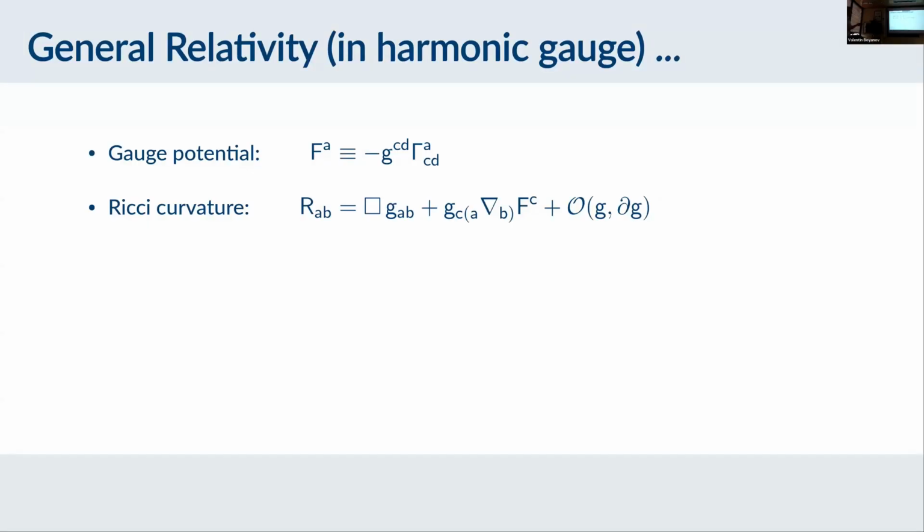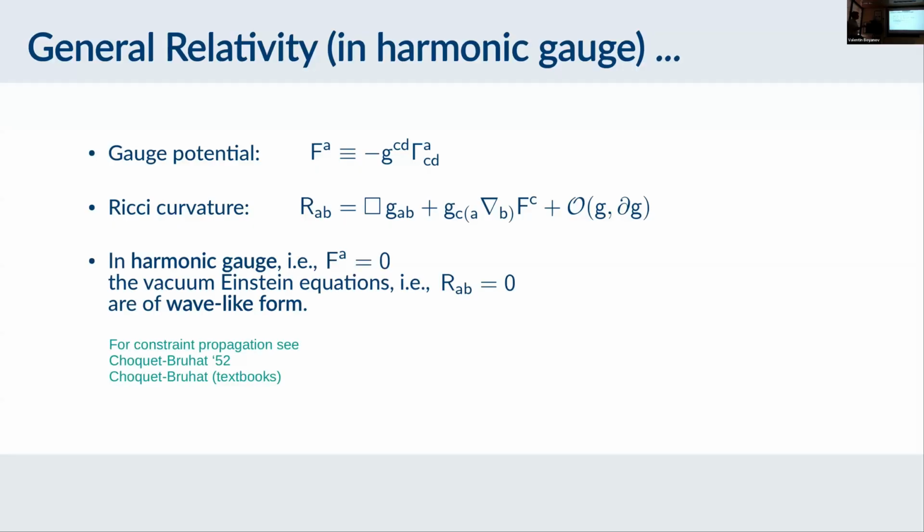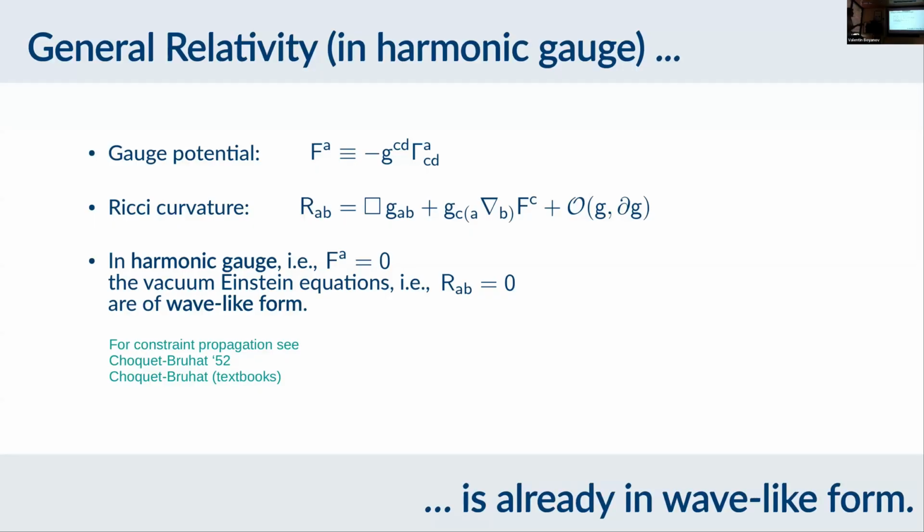And the Ricci tensor, this should actually be the flat d'Alembertian, and then there are other corrections. These are corrections which are only first order in derivatives. And if you pick a gauge potential which is either 0 or constant, then these vanish as well, and then the system is already diagonal. So in a suitable gauge, the vacuum Einstein equations have already wave-like form. They are diagonal, and then you can use the theorems that Choquet-Bruhat used in her work.